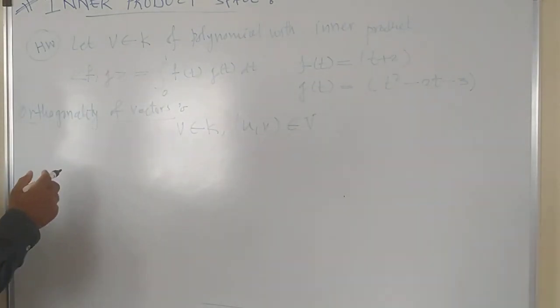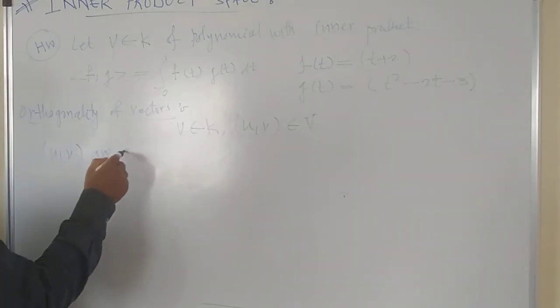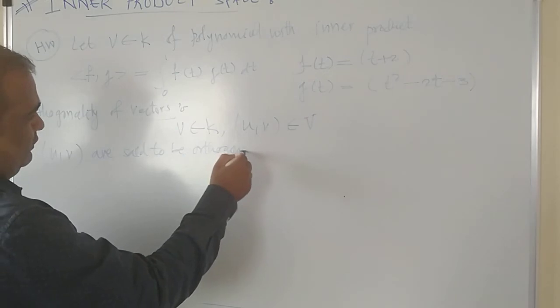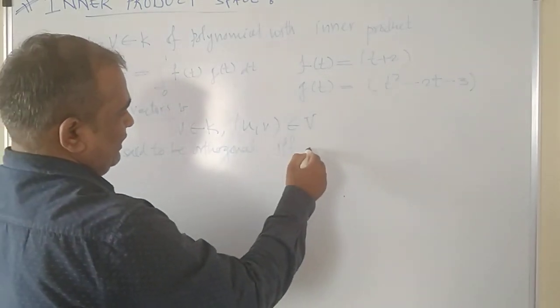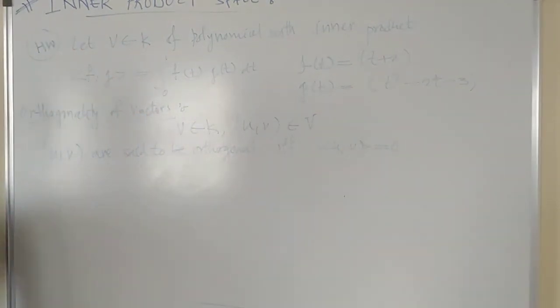Then u and v, these two vectors, are said to be orthogonal if and only if the inner product of these two vectors is equal to 0, right? If the inner product of any two vectors is equal to 0, then these two vectors are orthogonal vectors. So this is the condition for orthogonality.